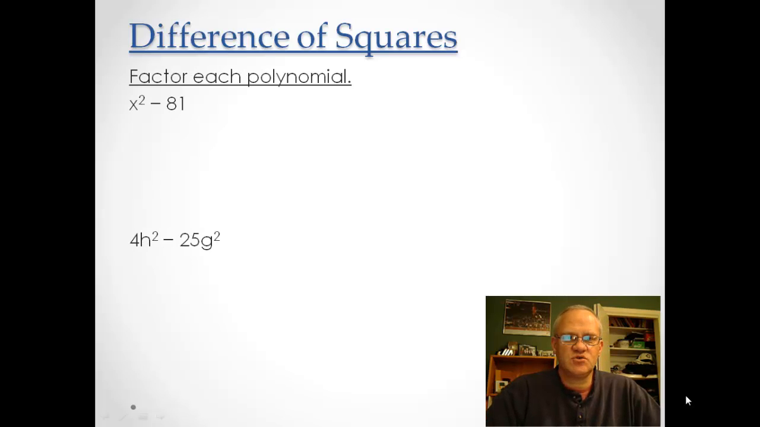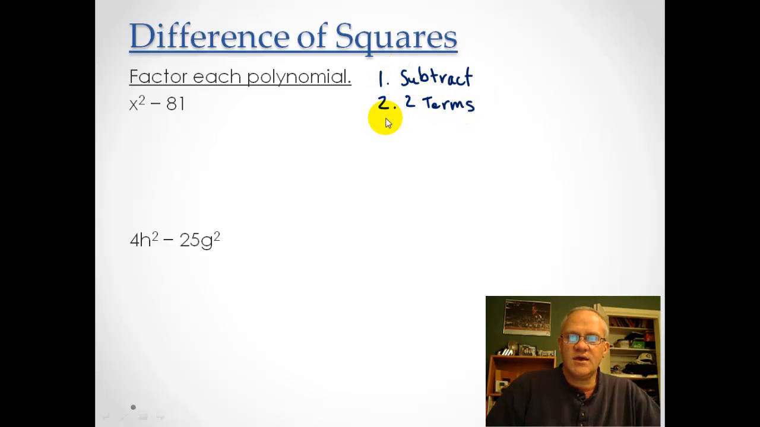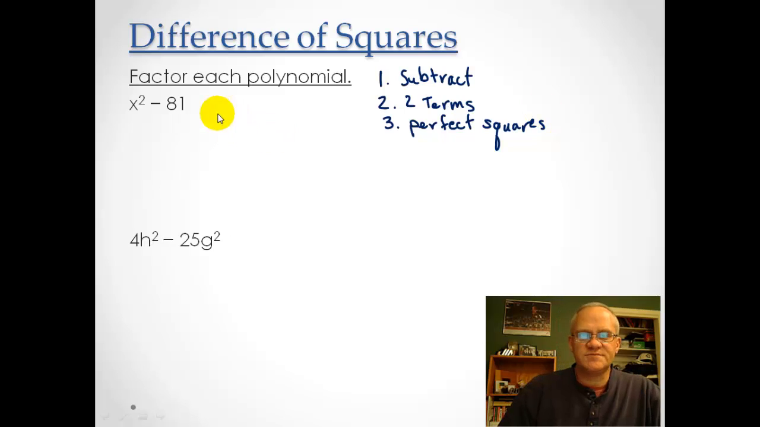All right, first of all, difference of squares. It says right in the name here what this is. Okay, first of all, what's difference mean? Difference is subtraction, remember that? So, first of all, in order to be difference of squares, it has to be subtraction. It has to be two terms, and both terms have to be perfect squares. So that's what you're looking for in difference of squares.